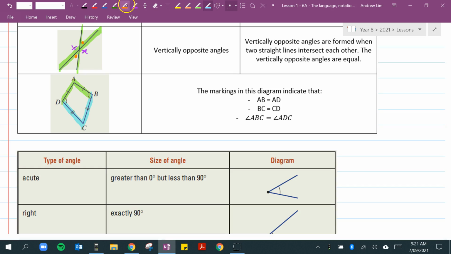And we can also see that angle ABC, which is right there, is equal to angle ADC, which is right there. And we know they are equal because of the markings. They both have that one little curved line to show that they are equal to each other. If they don't show any curved markings, we don't know that they are equal in size. Or for the size, if there's no markings, we can't assume that they are equal in length.